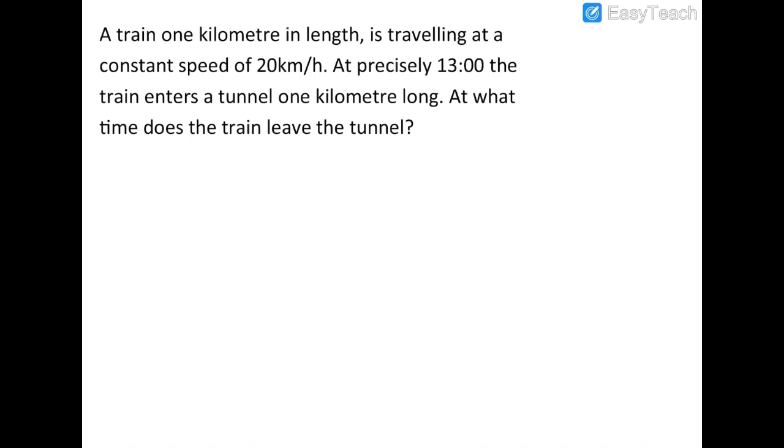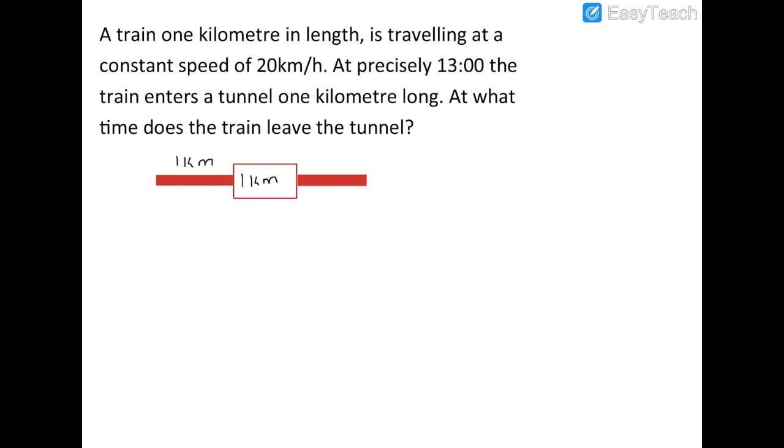Next question says, a train 1 kilometer in length is traveling at a constant speed of 20 kilometers per hour. At precisely 1 o'clock, the train enters a tunnel 1 kilometer long. So at what time does the train leave the tunnel? Now let's try to get a picture of the scenario here. We've been told that the train is 1 kilometer long and the tunnel is also 1 kilometer long.